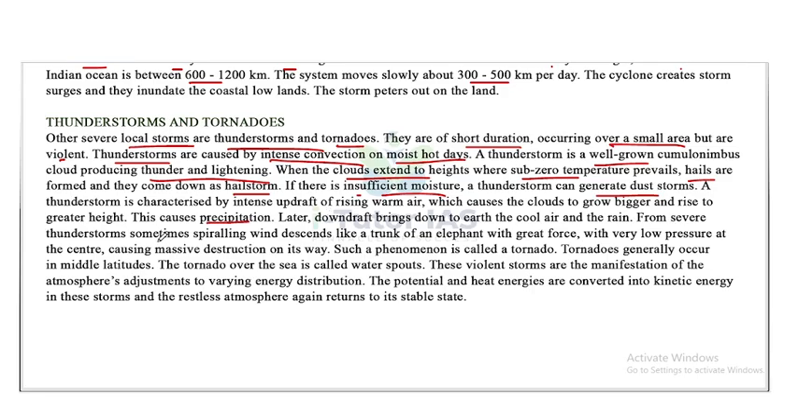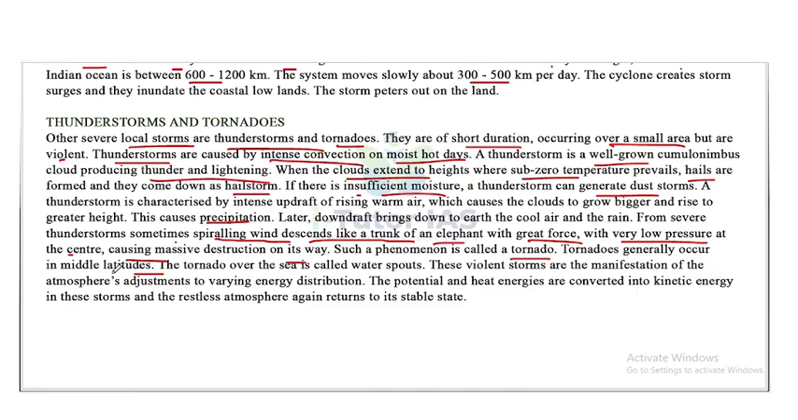From severe thunderstorms, sometimes spiraling wind descends like the trunk of an elephant with great force, with very low pressure at the center, causing massive destruction on its way. Such a phenomenon is called a tornado.